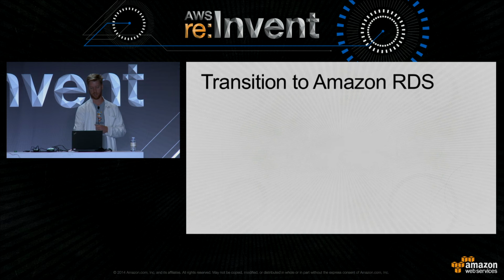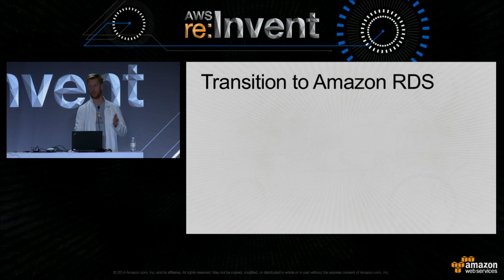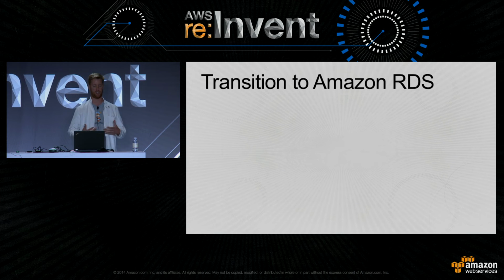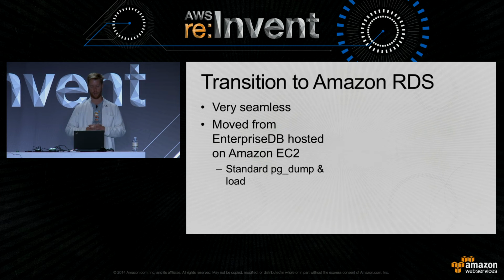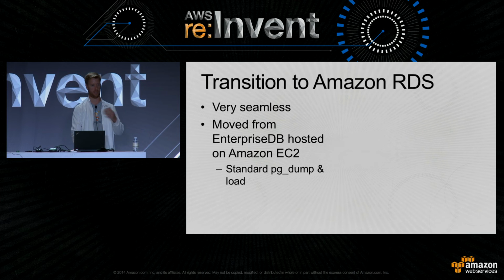For us, the transition to RDS was pretty smooth. When this project got started, it was maybe 6 months before they announced that Postgres support was there. So we had just started doing some stuff in production on Postgres. We were previously using another SaaS provider, Enterprise DB, and they were hosting our stuff on EC2. There wasn't necessarily anything wrong with it, but it didn't have a lot of the benefits that we knew we could get from RDS. So we just did a very standard pg_dump and load when that time came to transfer over.